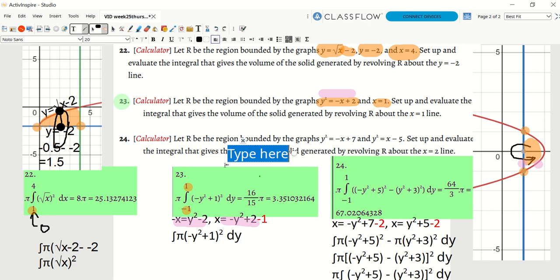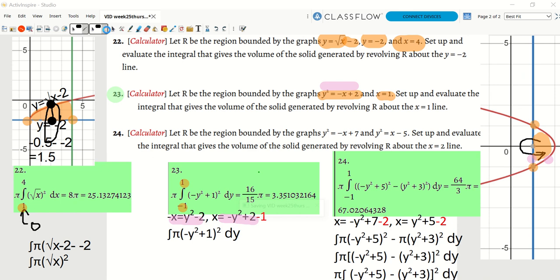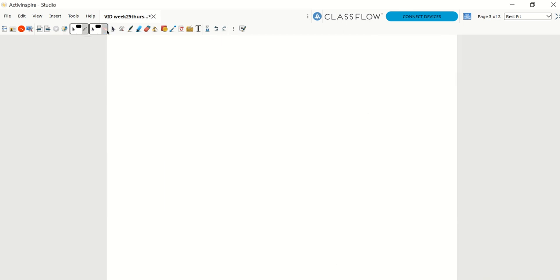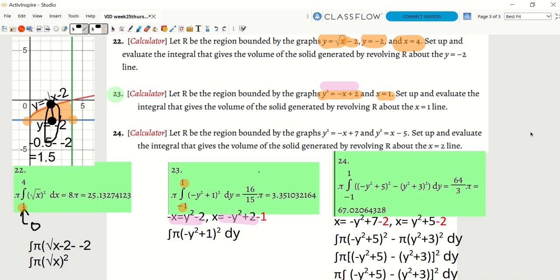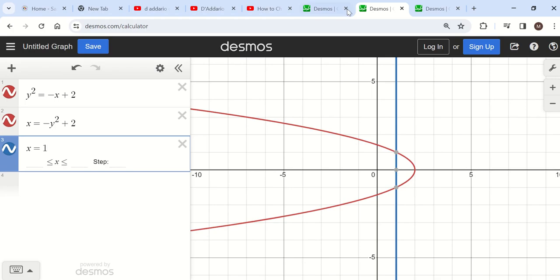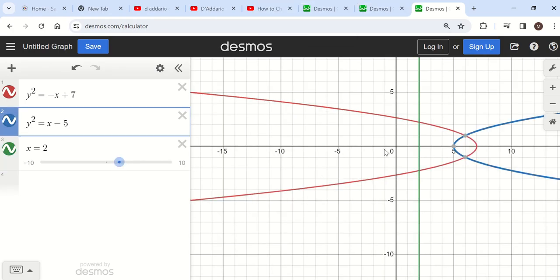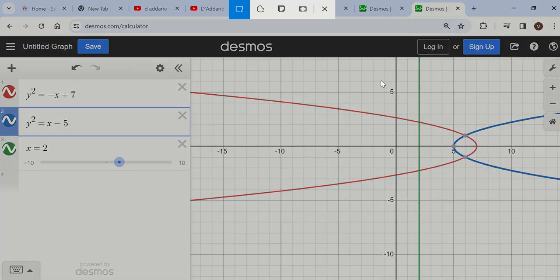Okay, let's look at number 24. Let me save this, copy, paste. Let's get this out of the way, and let's look over here.